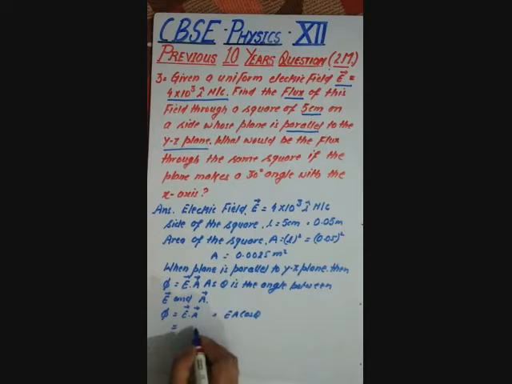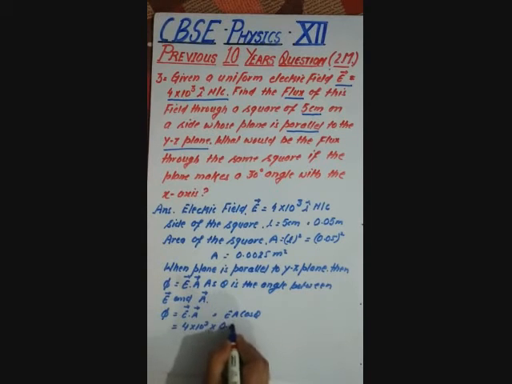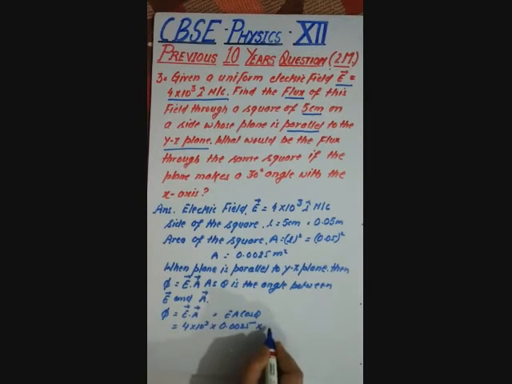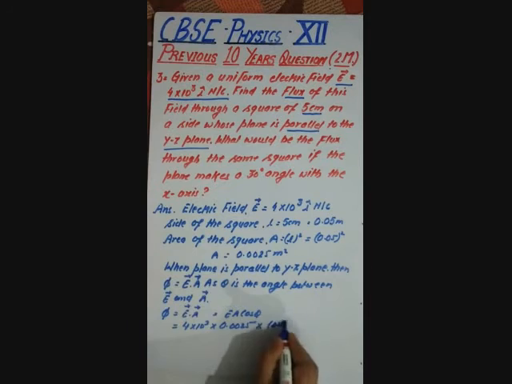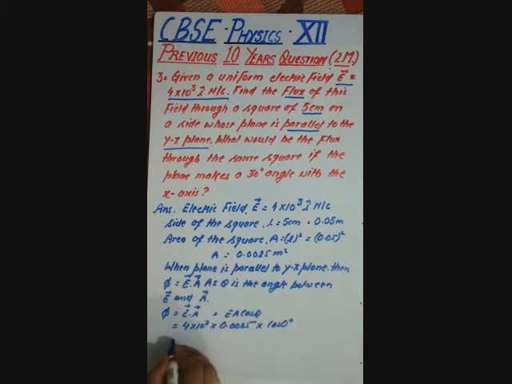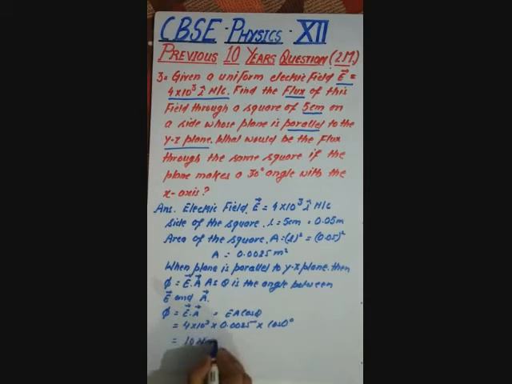The value of electric field is given, 4 into 10 to the power 3 I cap Newton per Coulomb. Area, we have found out, is 0.0025, into cos theta, where the value of theta will be 0. So here cos 0 degree is 1, so it will become 10 Newton meter square per coulomb.